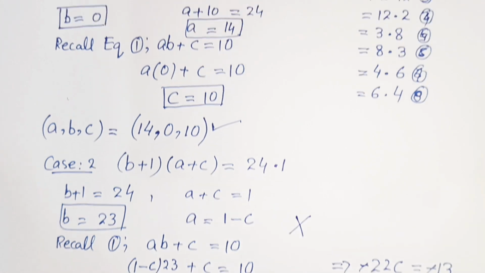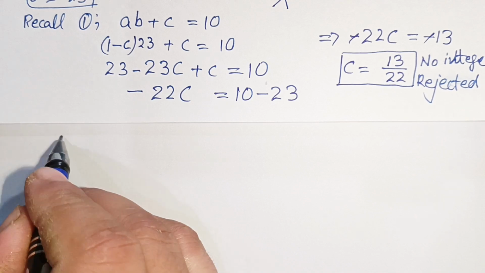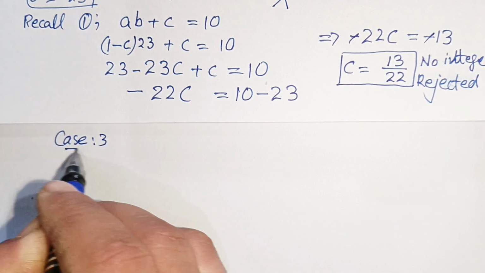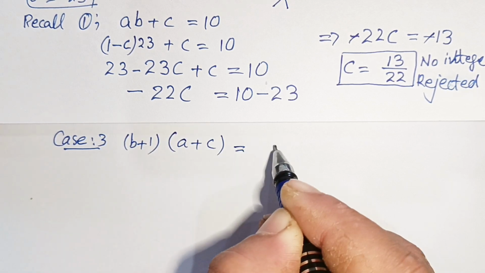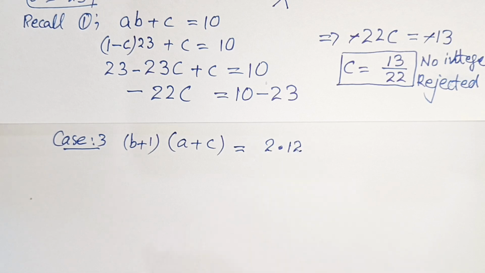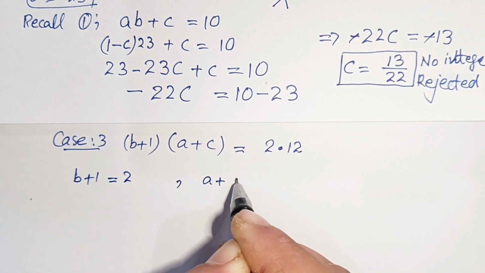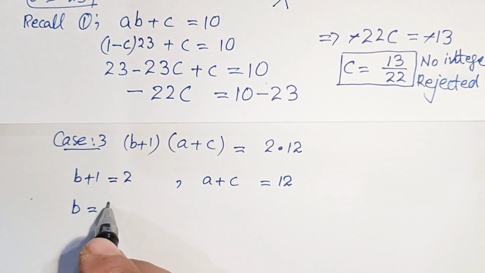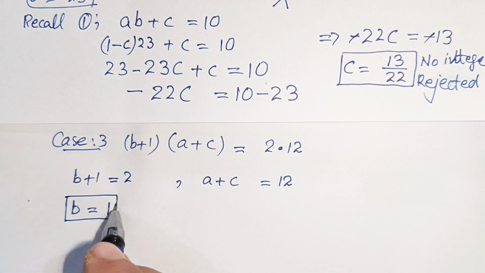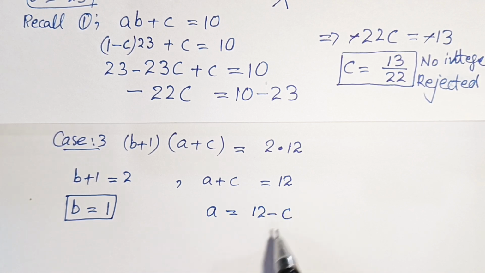Now we are going to take our case number 3. Case number 3 is 2 times 12. That is (b+1)(a+c) = 2 × 12. So here we have b+1 = 2 and a+c = 12. So b = 2 − 1 = 1. So we have the value of b is 1. Now here we have a + c = 12, so a = 12 − c.